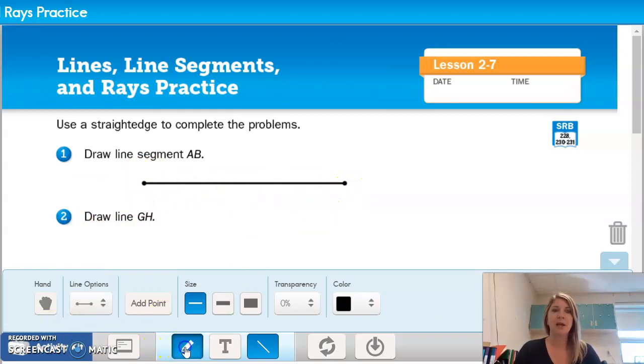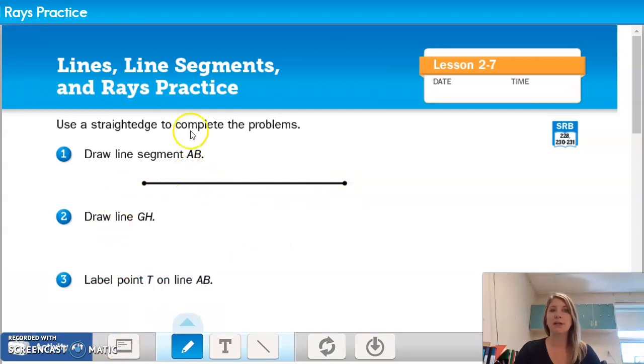All right. I'm not done because they told me to call it AB. So as you draw yours, make sure it's very straight. Make sure you have points on the end. And make sure you label those points with letters so we can call it things. All right. So that's our line segment AB. There we go. That was fun.